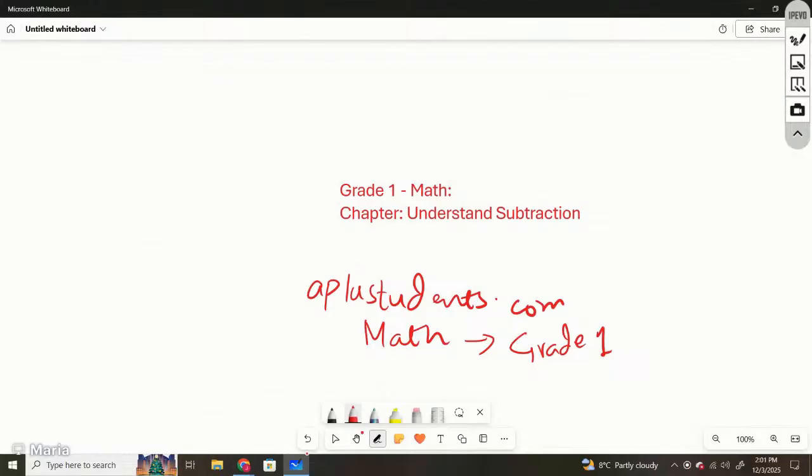We are going to start with the chapter Understand Subtraction. So please make sure you have your notebook and pencil so that you can note down the important examples and definitions as well.